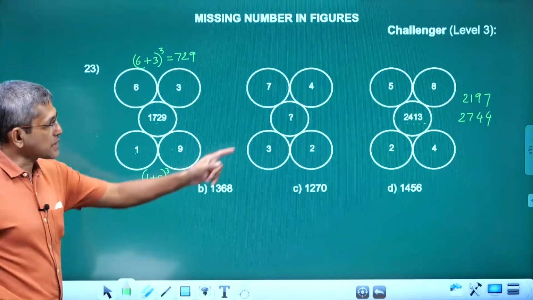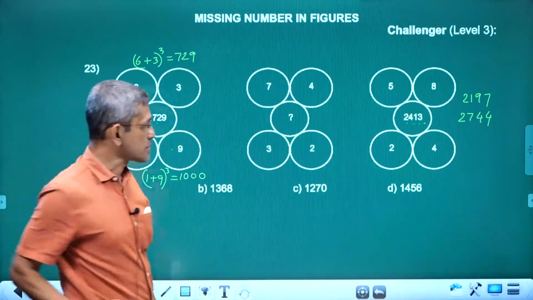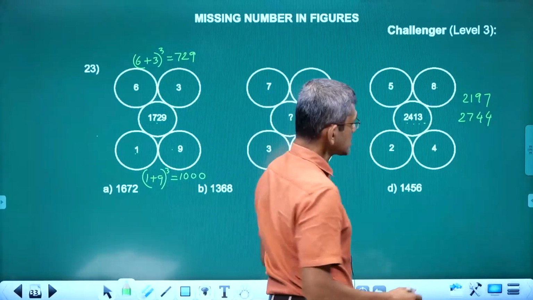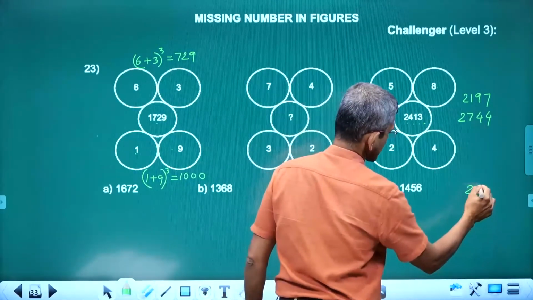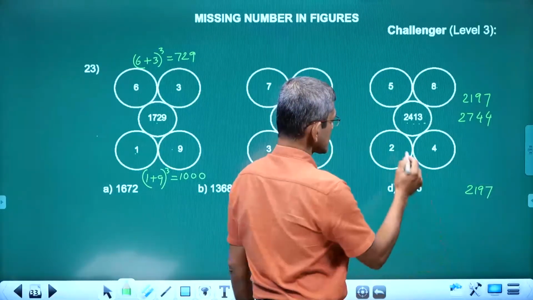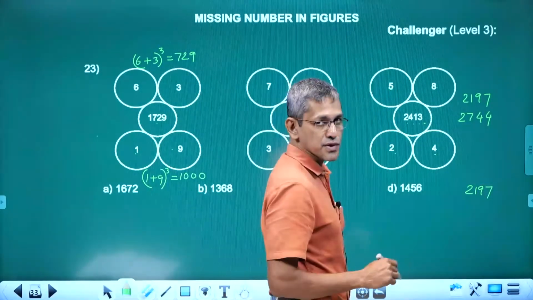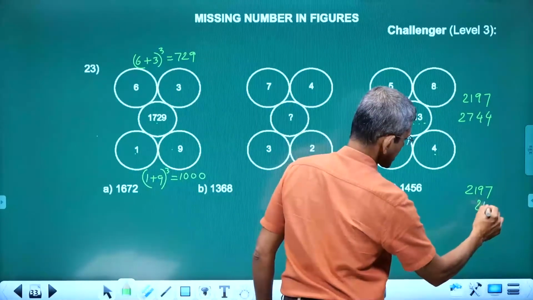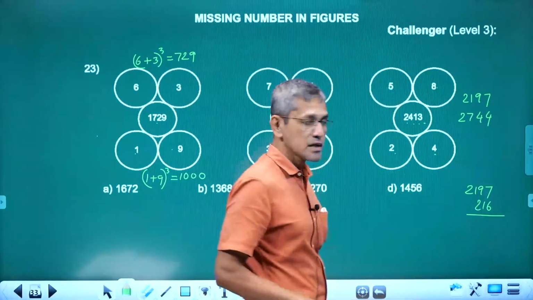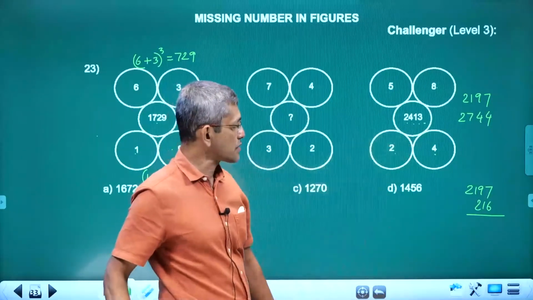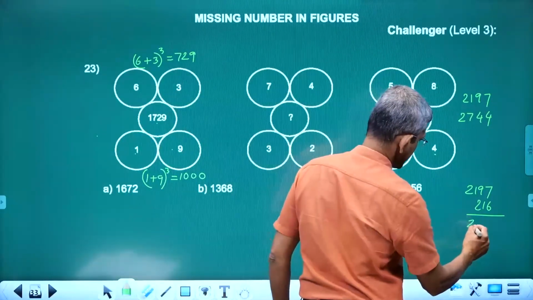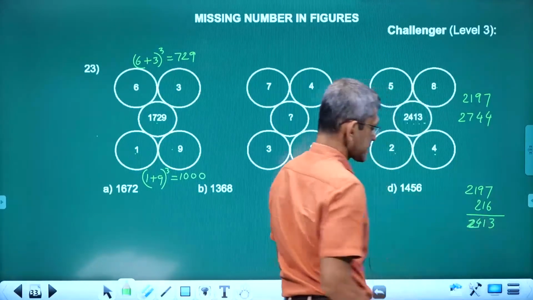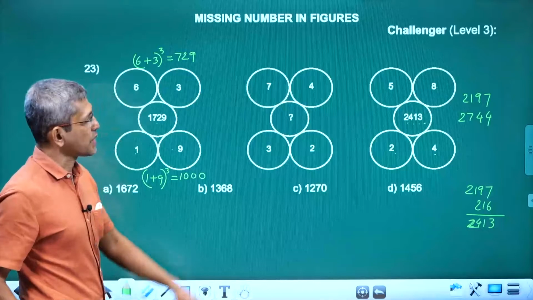Well, do we get the same pattern for the third figure? We need to verify. So let's try that. 8 plus 5 is 13. So the cube of 13 is 2197. And in this case, 2 plus 4 is 6. 6 cube is 216. So are we getting the same answer? That means 2413. Look at it. Yes, that is 2413. That's what we get. Perfectly all right. So we apply the same pattern.